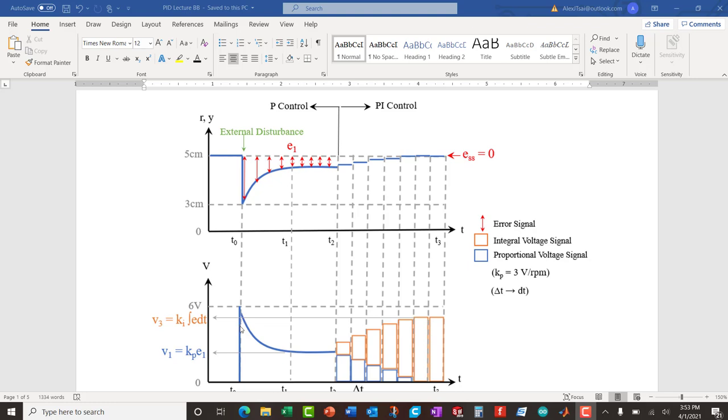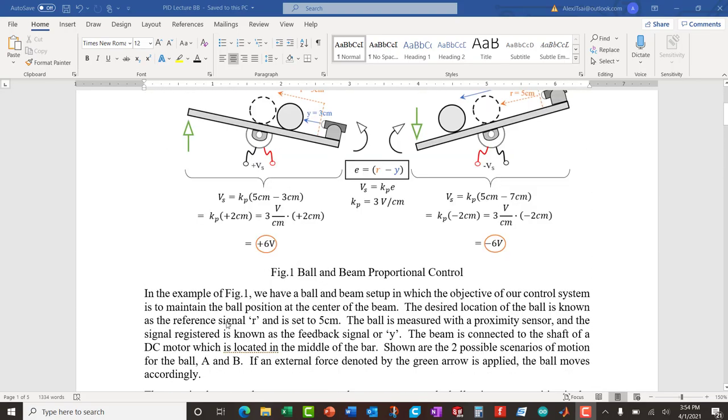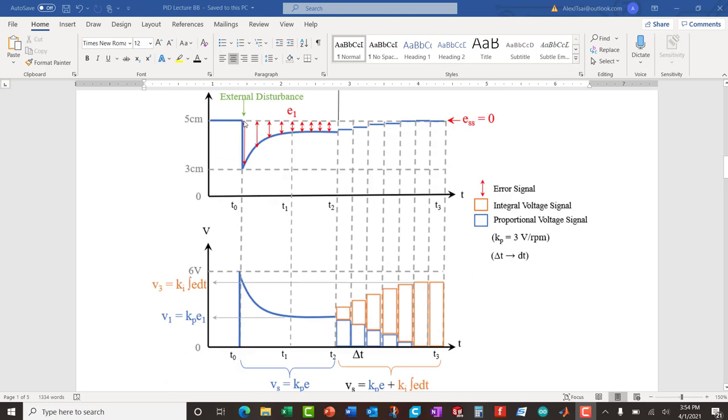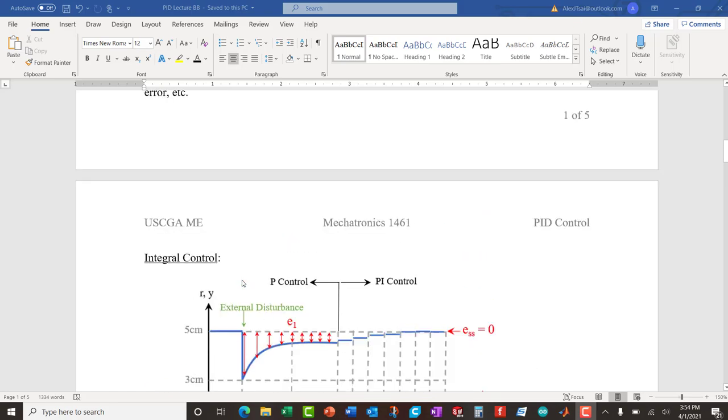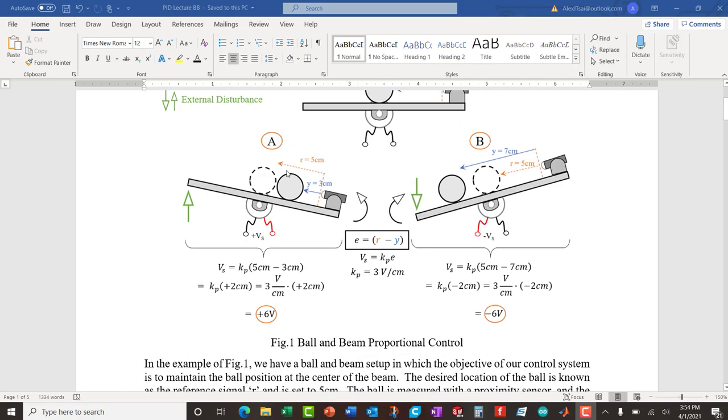Immediately, there's a voltage whose magnitude is the gain Kp, which arbitrarily we chose as 3 volts per centimeter, times the magnitude of the error, which is 2. So 3 times 2 would be 6. So at T0, boom, immediately you jump to 6 volts. Now, jumping, you're sending voltage to the motor. That would be equivalent to case A, right?